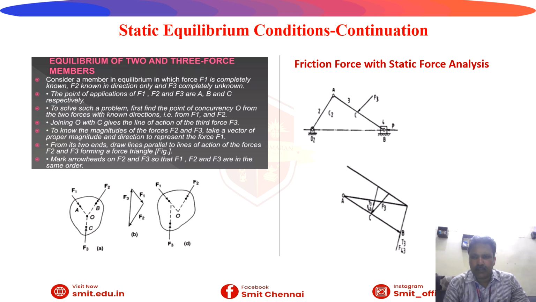We can see one slider crank mechanism, given in the figure. One crank is fixed to the point O2, and it will have a rotary action. Link 3, the connecting rod, is connected with a slider mechanism as shown in the figure. That is the friction force with static force analysis. In the lower diagram, the various forces acting in the system are shown clearly.